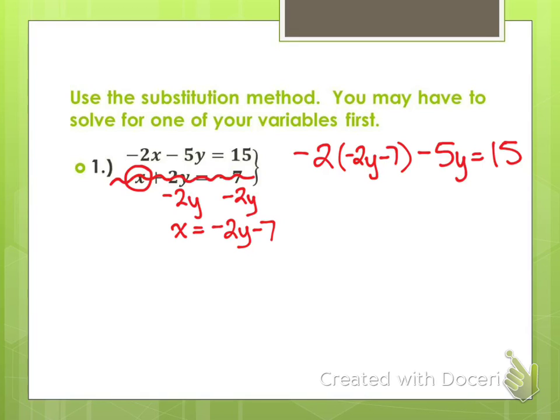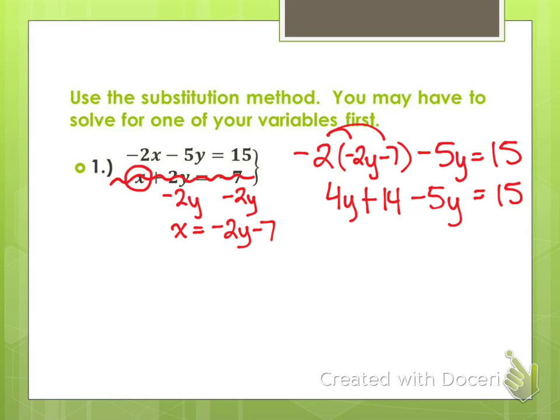Do we have any questions so far? The rest of this process is just like yesterday. So we have to now distribute the -2. -2 times -2y, positive 4y. -2 times -7, positive 14. There's still a minus 5y there. Why don't I distribute to the 5y? It's not in the parentheses. So don't just get distribute happy and distribute to everything. Only to what's in parentheses.